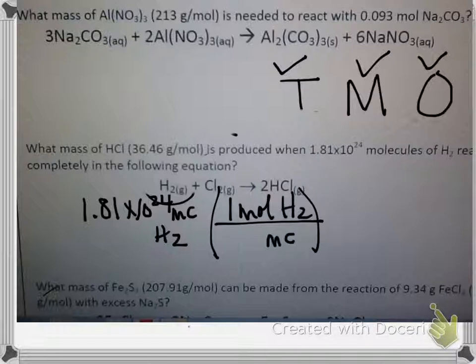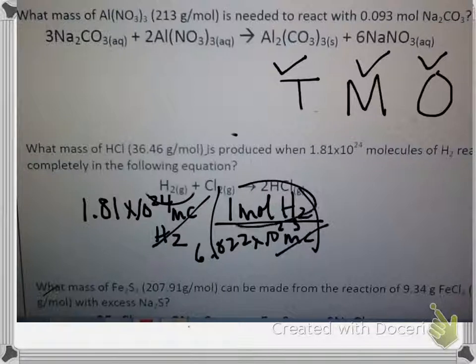This is Avogadro's number. For every 1 mole of hydrogen, how many molecules are there? For 1 mole of anything, how many molecules are there? It's the same number, right? 6.022 times 10 to the 23rd. Okay, so we're going to convert molecules of hydrogen into moles of hydrogen using Avogadro's number. Alright, that was our into the mole.